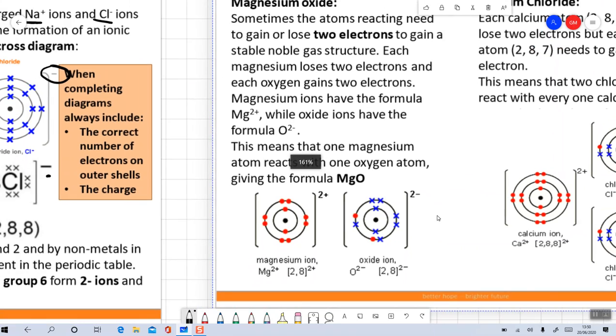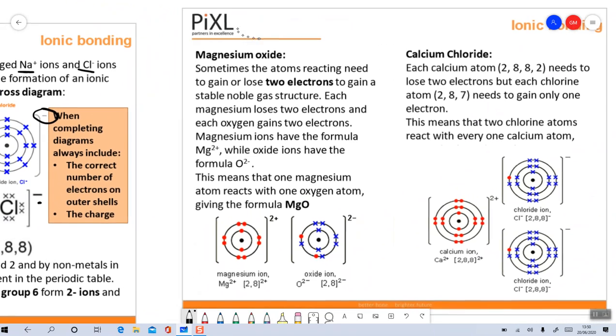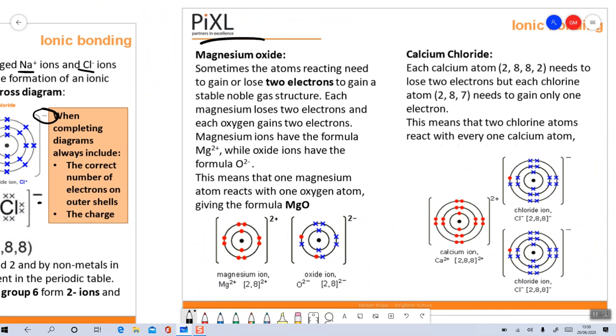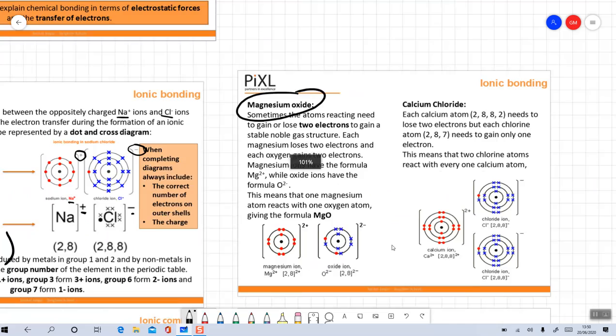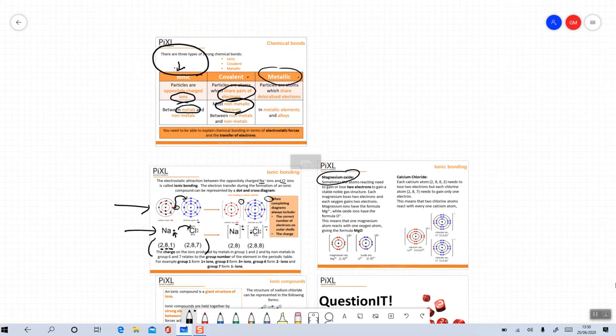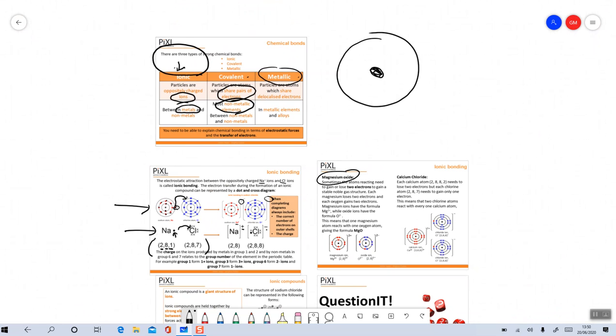Okay, this is magnesium oxide. Where's my pen? That's magnesium oxide. Okay, with magnesium oxide, the magnesium is in group 2. Magnesium, okay, it's a nucleus. It's got 2 electrons in the outside shell. I'm not going to draw the other electron shells. Okay, oxygen is in group 6, so it's got 6 electrons.